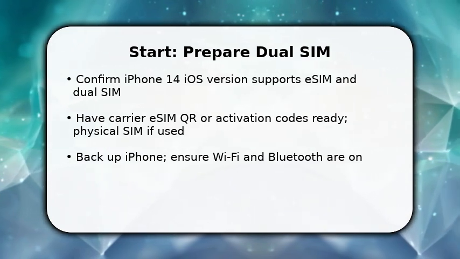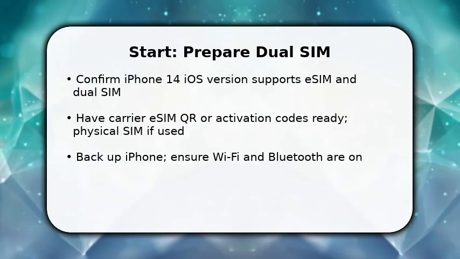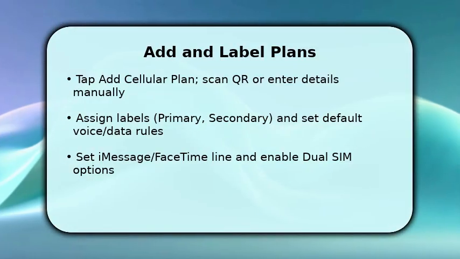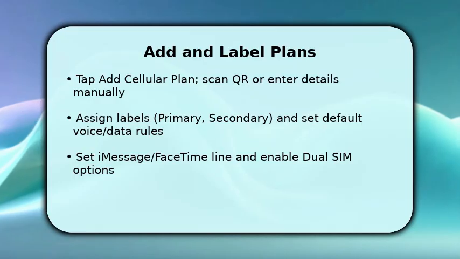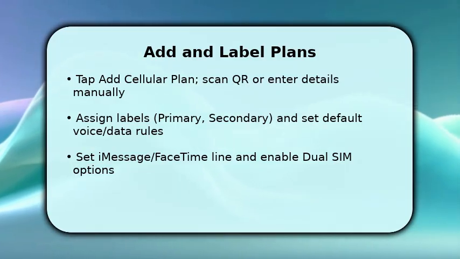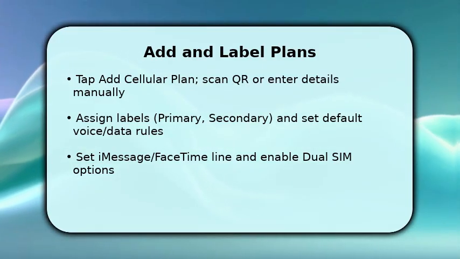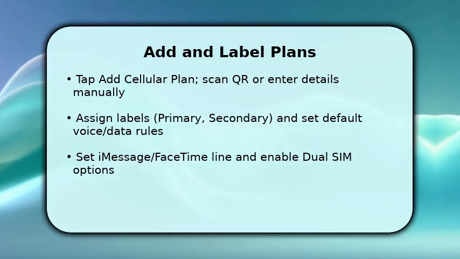This is the first actionable step toward configuring 2 lines on one phone. You add the second line by choosing Add Cellular Plan and scanning the carrier QR code or entering details manually. This is where carriers provision an eSIM on your device.